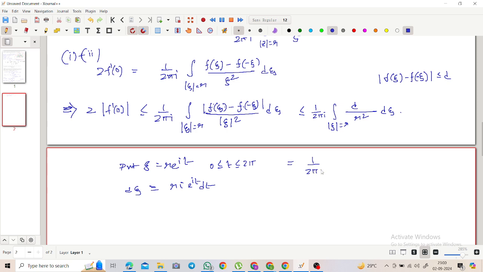1 by 2 pi i, the integral from 0 to 2 pi, d by r square, d by r. What is d xi? r i e to the power it. Sorry, this is to be a mod here as well, dt.